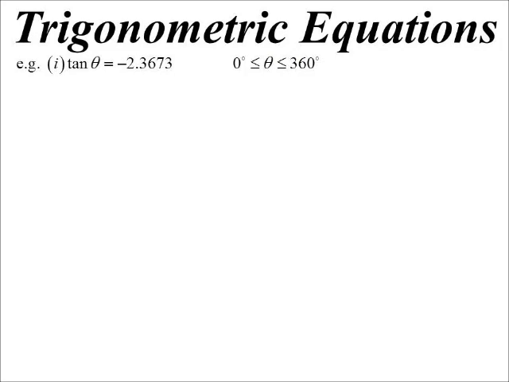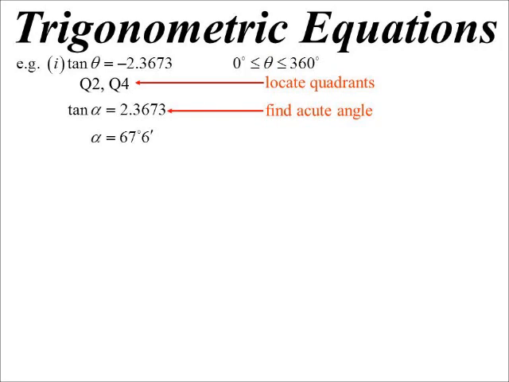Usually they will tell us to find answers in a certain domain, and 0 to 360 is what we'll be using here. That's the most common one because you go around the circle once and get all the possible solutions. The first thing we do is locate the quadrants. We know tan's negative in the second and the fourth quadrants. Then we work out the equivalent acute angle. If I'm finding the acute angle, I don't worry about the negative. So tan alpha is 2.3673, and I get the answer 67 degrees 6.